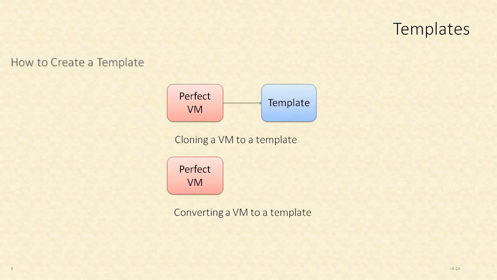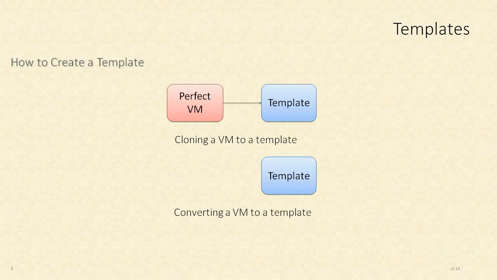Now, if we choose to convert a VM to a template, that's a different story. We're actually taking that virtual machine, we're marking it as a template, and it ceases to be a virtual machine at that point. It's no longer a VM. Now it's strictly a template. What happens underneath the surface is that perfect VM that we just converted to a template, its VMX file, which contains all the configuration of that VM, is converted to something called a VMTX file.